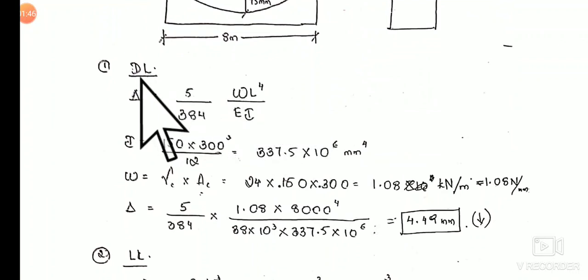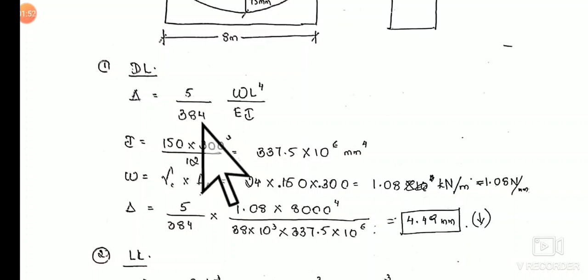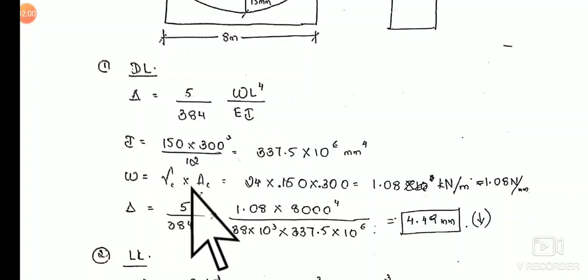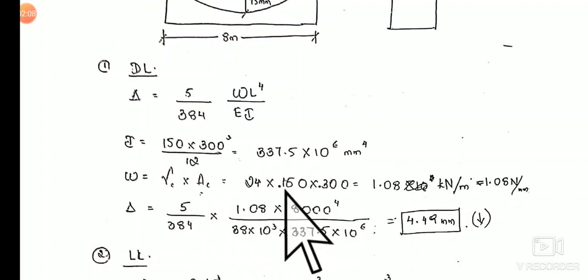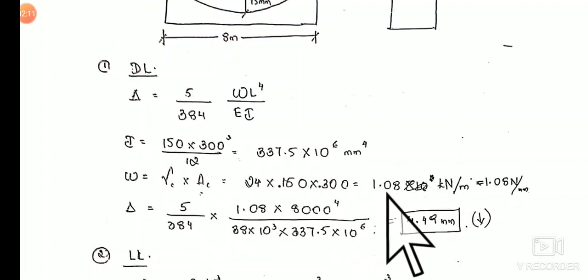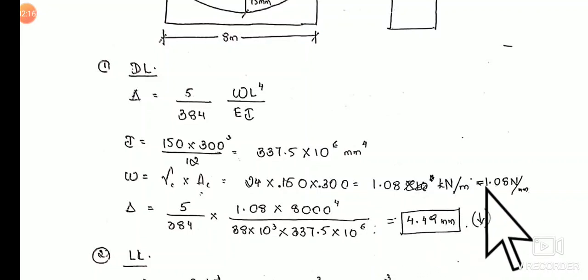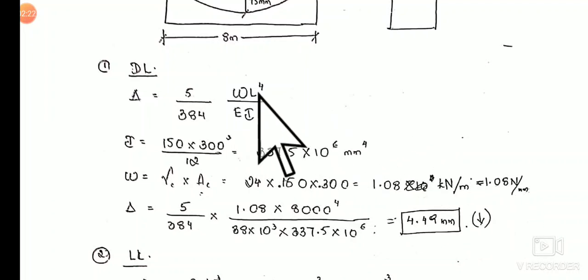Now deflection due to dead load, that is due to UDL, is given by delta is equal to 5 divided by 384 WL raised to 4 divided by EI. 5 by 384 is a constant. W, the intensity of the dead load, we need to calculate from the formula. Intensity of the dead load is equal to density of the concrete into area of the concrete, 24 into cross sectional area 150 into 300. Now the dead load will be equal to 1.08 kilonewton per meter, which is equal to 1.08 Newton per millimeter. Now we got the dead load. Span is 8 meter. Young's modulus is given in the data.